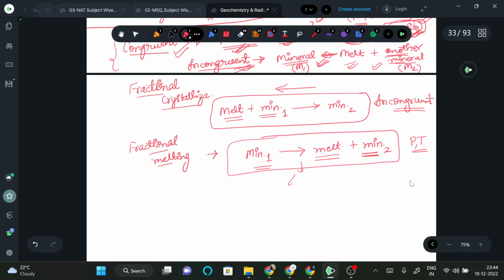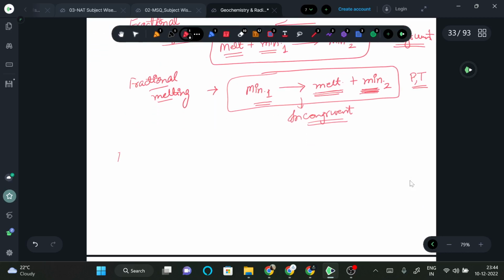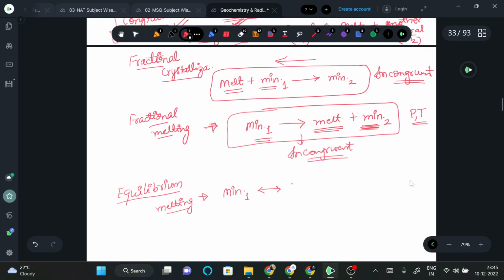Now this is the condition of incongruent melting, because here you are getting mixed compositions of liquid and also another solid, a new solid. Same if I talk about equilibrium melting. For equilibrium melting, it will always be a reversible reaction, because an equilibrium is maintained between those two. So in equilibrium melting, let's say we have mineral 1 converting to, now see, this is what I was telling.